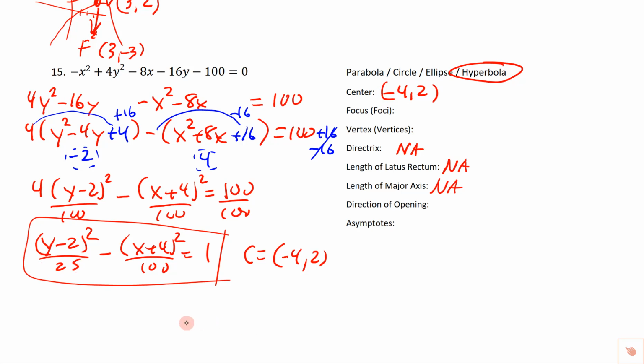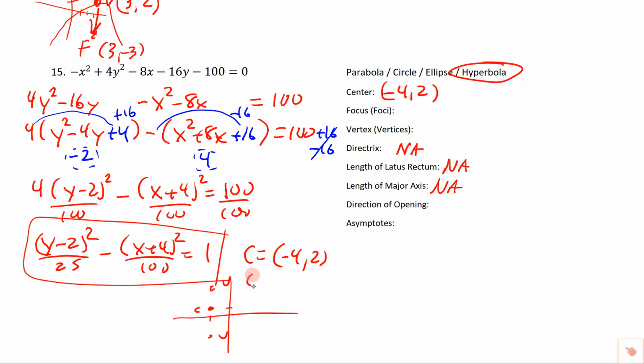Let me get a sketch going here. We're at negative 4, so we're going to go back 4 and then up 2, so about right there. There's the center, so I'll just mark that. And then in the y direction, that's positive, so we're going to go 5 units up here. So that means I've got a vertex here and a vertex here.